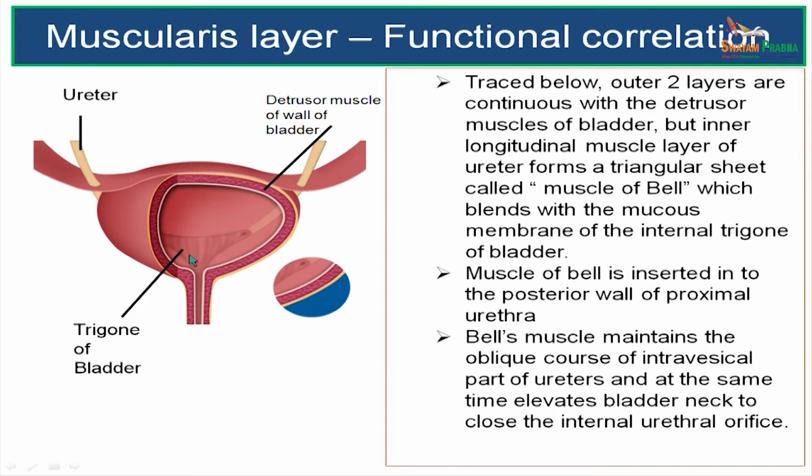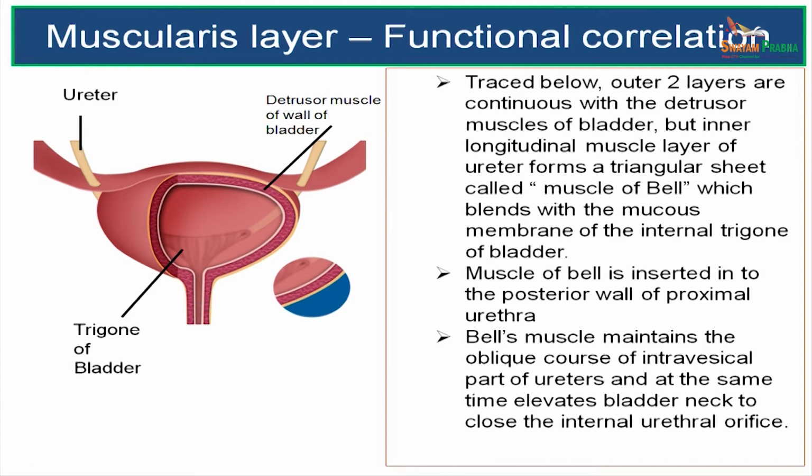Also, the muscle of Bell is inserted into the posterior wall of proximal urethra. This is the urethra, what you see in this picture. The muscle of Bell is also inserted into the proximal urethra, posterior wall.